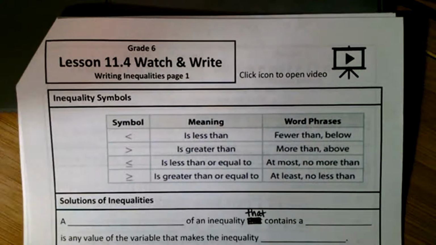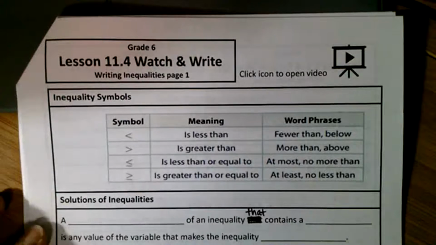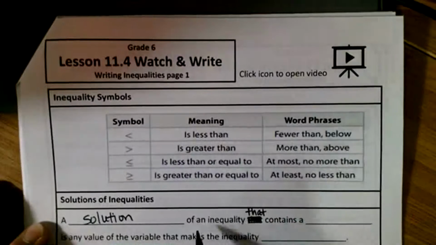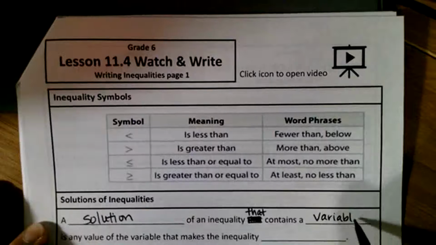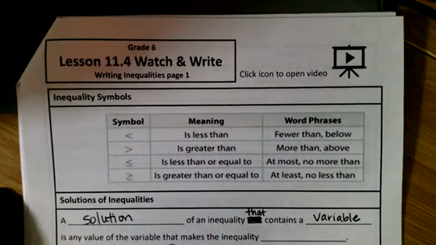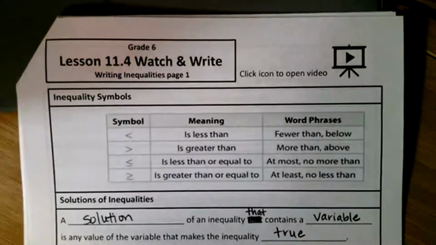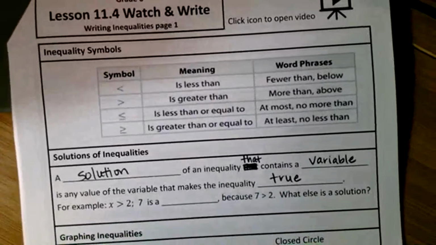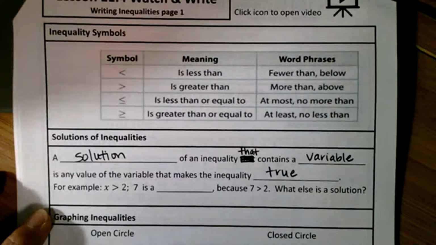An inequality basically says that two expressions are not equal. So a solution of an inequality that contains a variable is any value of the variable that makes the inequality true. Just like equations. The solution for the inequality is basically the value of the variable that makes the inequality true.